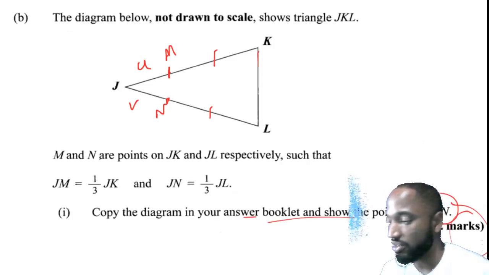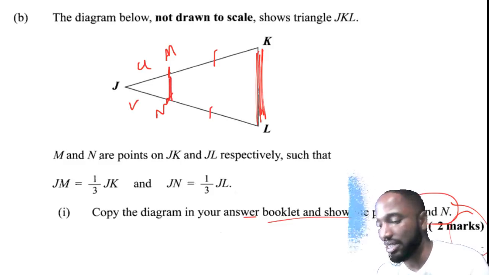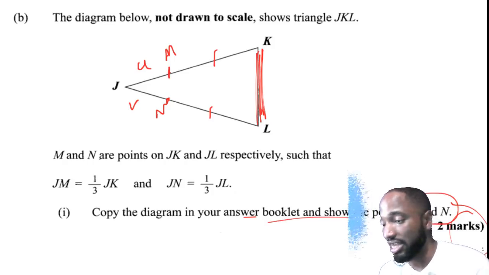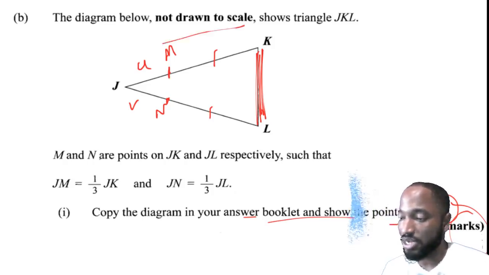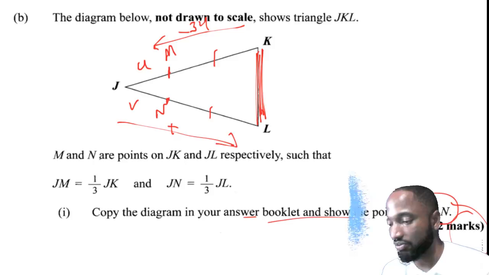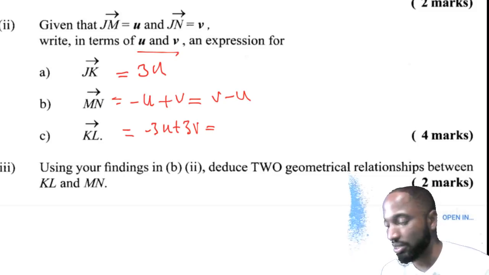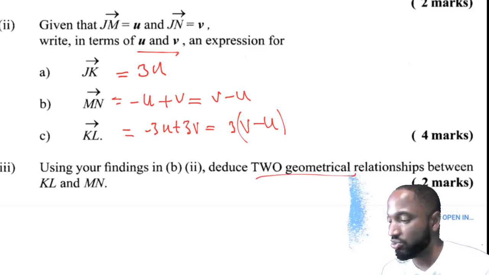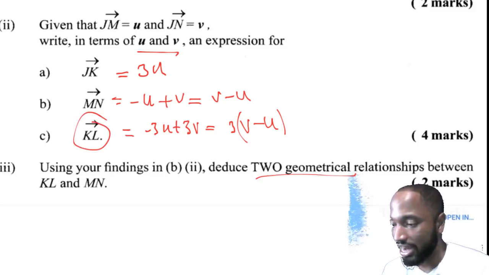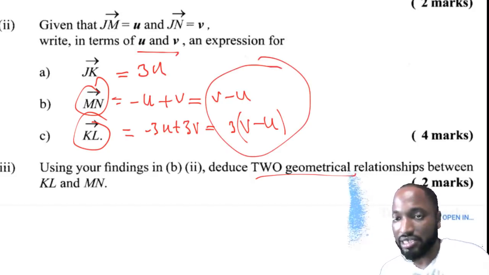And now we want to get KL, which is this part here. Technically, if this is in thirds, it will be 3 times this. Or you can just work it out. K to L will be negative 3u because you're going down that route and then you're going up this route, so you'll be positive 3v. Understand? Negative 3u plus 3v. So it's the same as 3 into v minus u. You could write it like that. Deduce two geometrical relationships between KL and MN. Can you clearly see that they are parallel? Can you clearly see that?